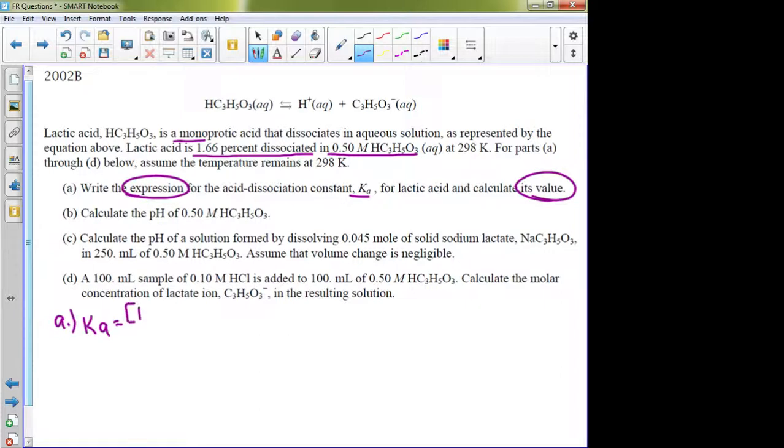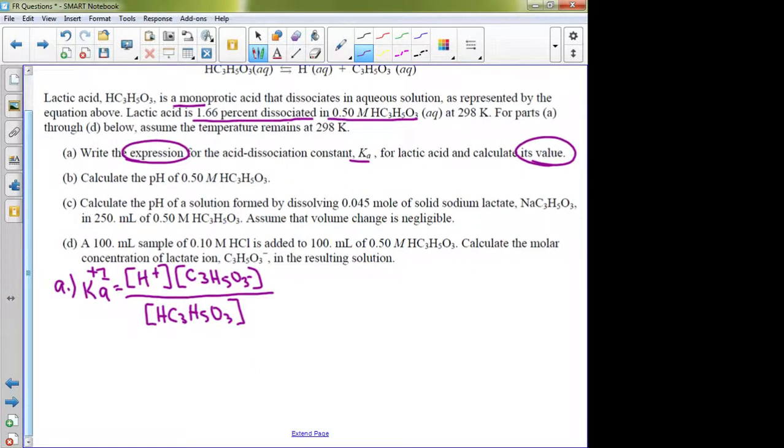Products over reactants. So the concentration of my H positive times the concentration of C3H5O3 negative, all divided by the concentration of HC3H5O3. And that would have been a point on the AP exam. So you know you at least scored a 1. Yay! Knowledge.